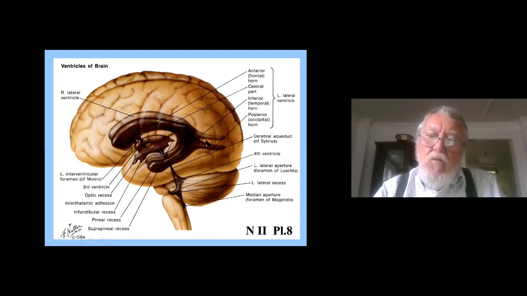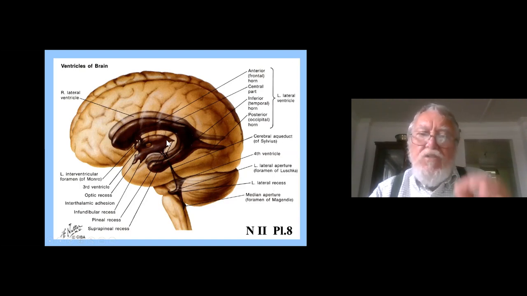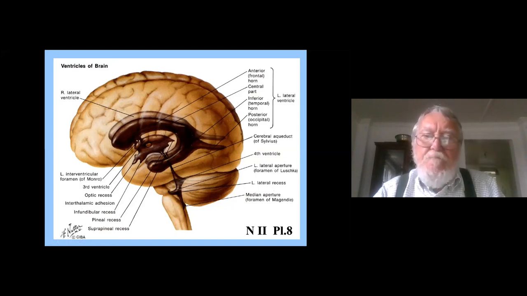And in all of the cases here, all through the anterior horn, body, posterior horn, and inferior horn, we have the choroid plexus and the epithelial cells that are producing CSF. Eventually, each of the lateral ventricles is going to exit through the foramen of Monro. You see the interventricular foramen of Monro into the third ventricle. And again, the third ventricle is going to have the roof of the third ventricle producing yet more CSF. Okay.